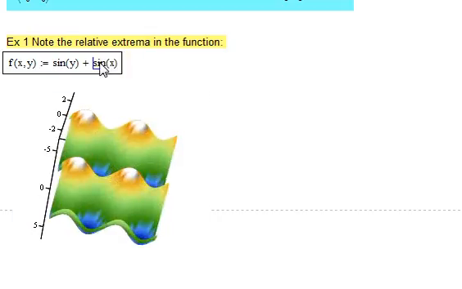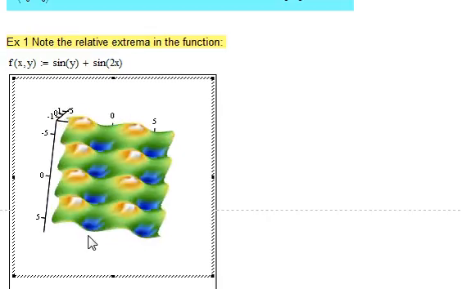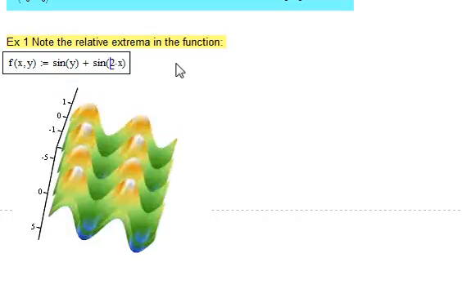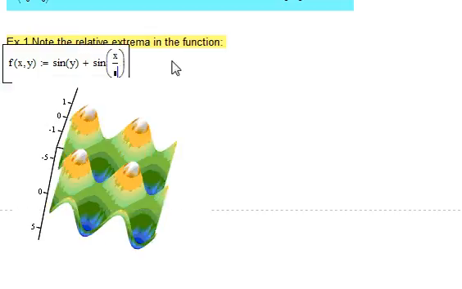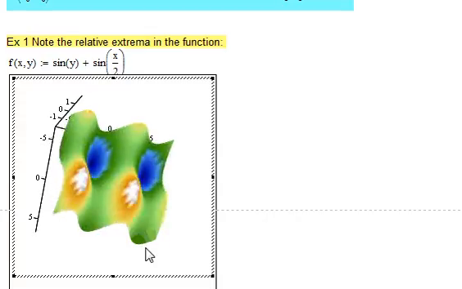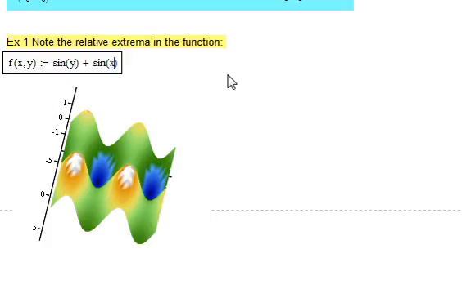We could play with this a lot. We could say instead of sine of x, sine of 2 times x, which makes it wigglier in one direction than in the other direction. Or we could say sine of x over 2, which makes it only half as wiggly in one direction. But still you can see the peaks and the valleys quite clearly.